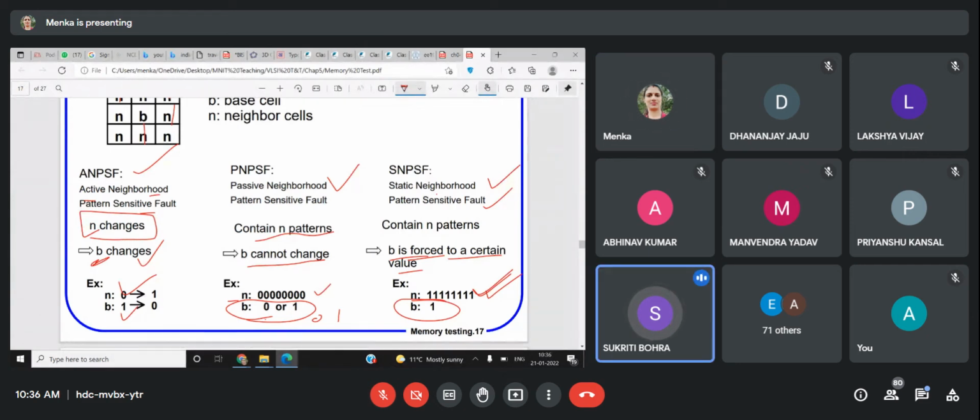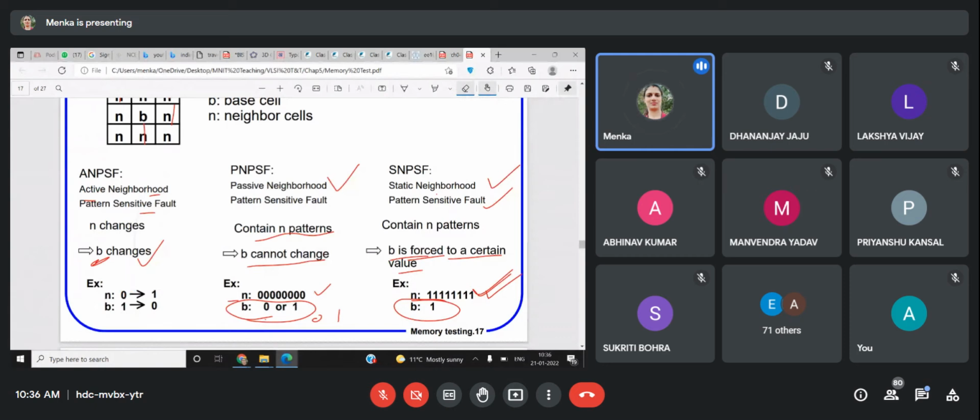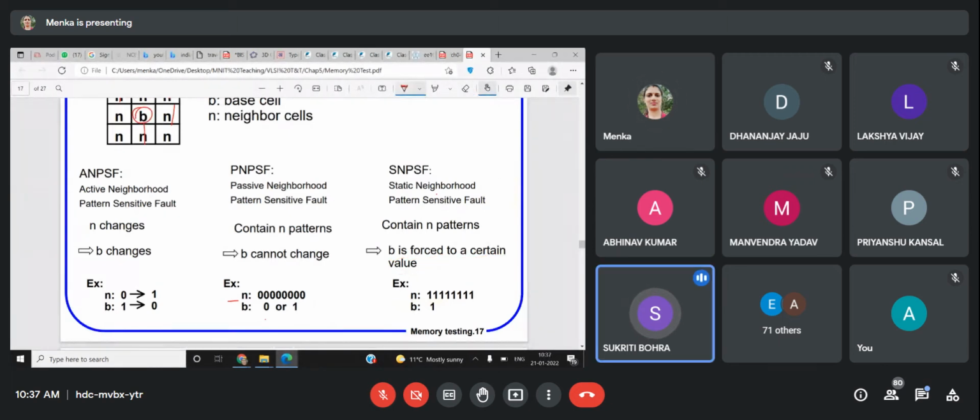Ma'am, active neighborhood pattern sensitive fault will take place when any one of the neighbor cells changes its value, or all of them change the value. Only the base cell is going to change the value. The base cell is the one which is going to change the value. All others are not changing the value. So the neighboring cells n will remain constant.